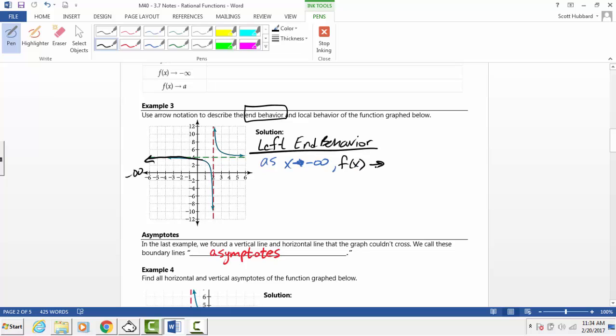It looks like it's approaching this horizontal line, which is in green, which is y equals 4. So it looks like the graph is approaching 4, and that's how we write the end behavior there. It's not going to infinity, it's bounded by this line. That boundary line we call the horizontal asymptote.